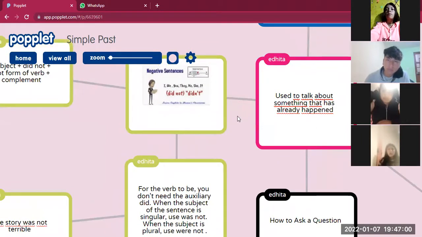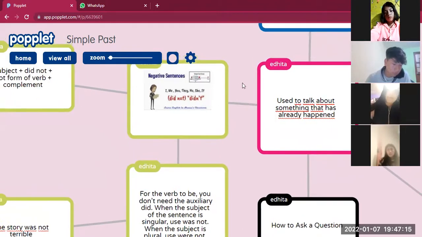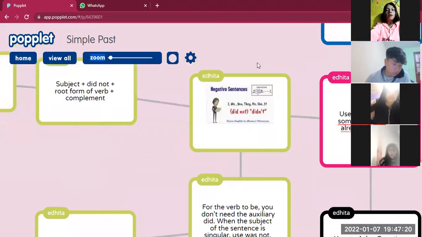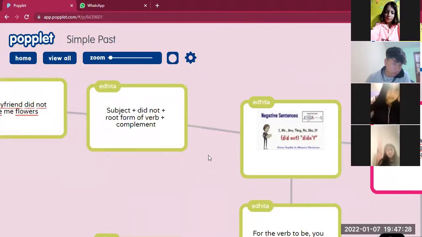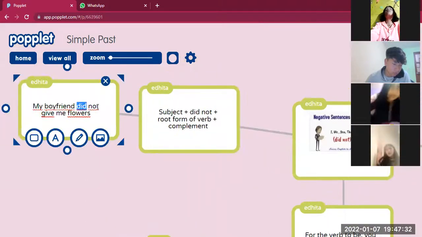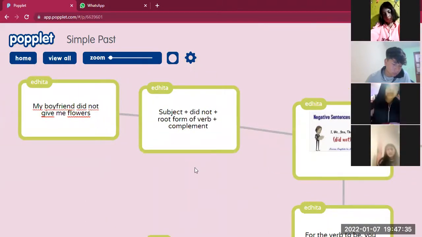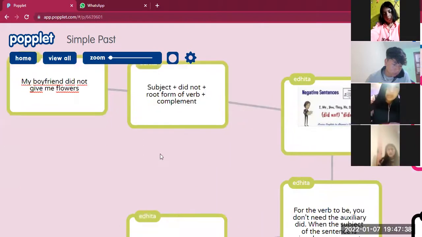Maybe, do you want to say another example? Okay, let's ask Diana. Tell me. Please share with us an example of a negative sentence. I did not want to burn the gift. We were fine. Yes, it's correct. We are using did not, okay? Because we are not using a verb to be.